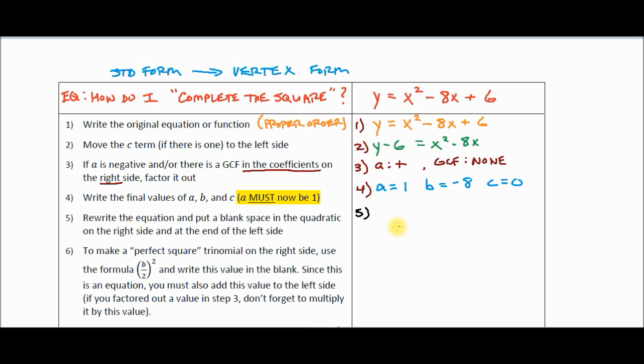Notice now I wasn't using black, but I'm okay. Step number 5. Rewrite the equation. I put a blank space in the quadratic on the right side and at the end of the left side.